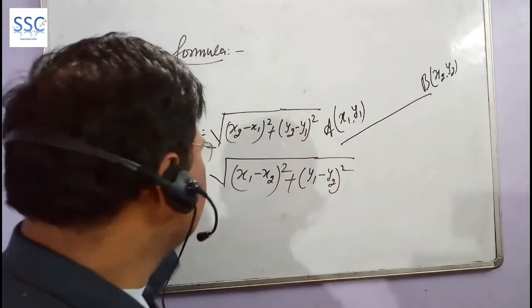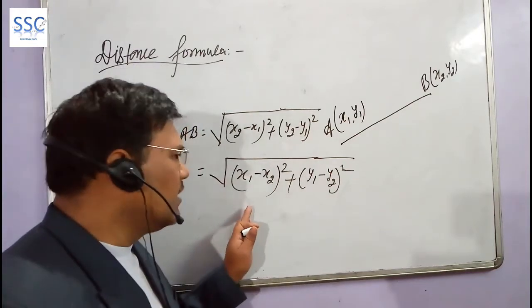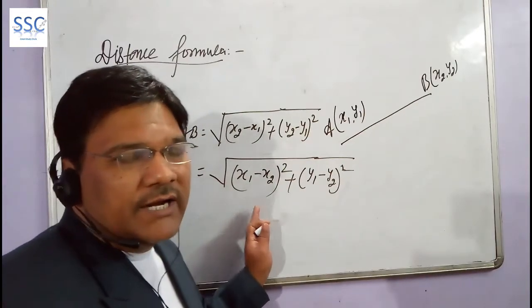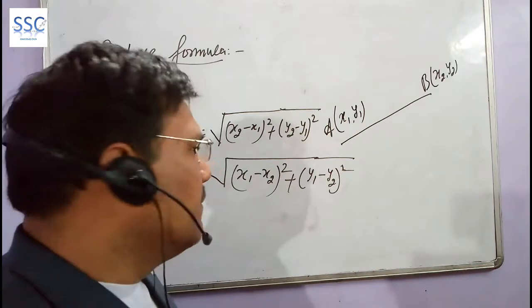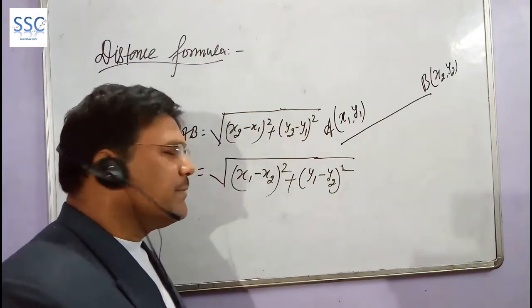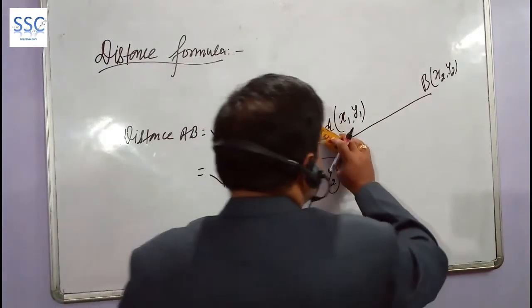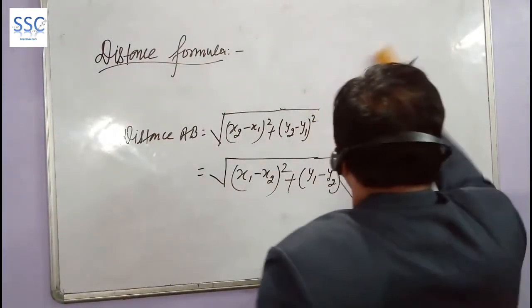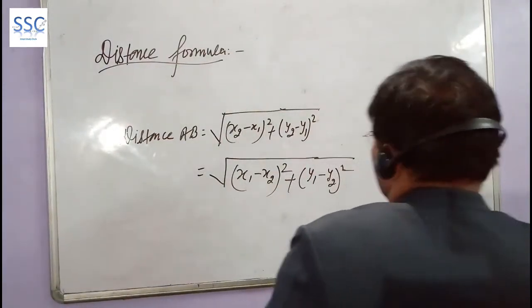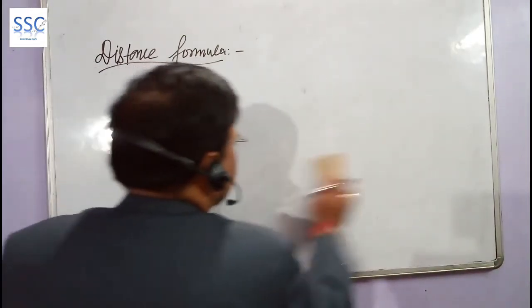The formula for distance AB is the square root of the square of the difference of the x-coordinates plus the square of the difference of the y-coordinates. Never mind. Suppose the question is: find the distance AB.